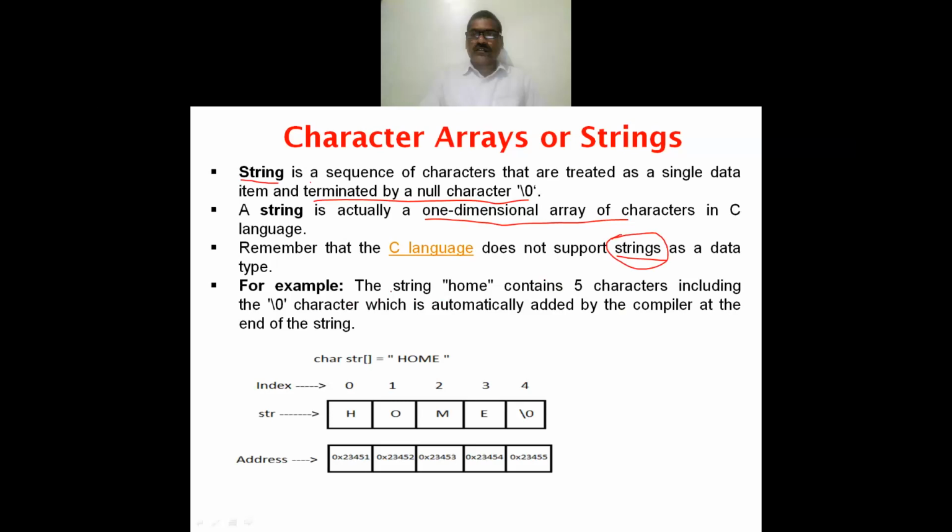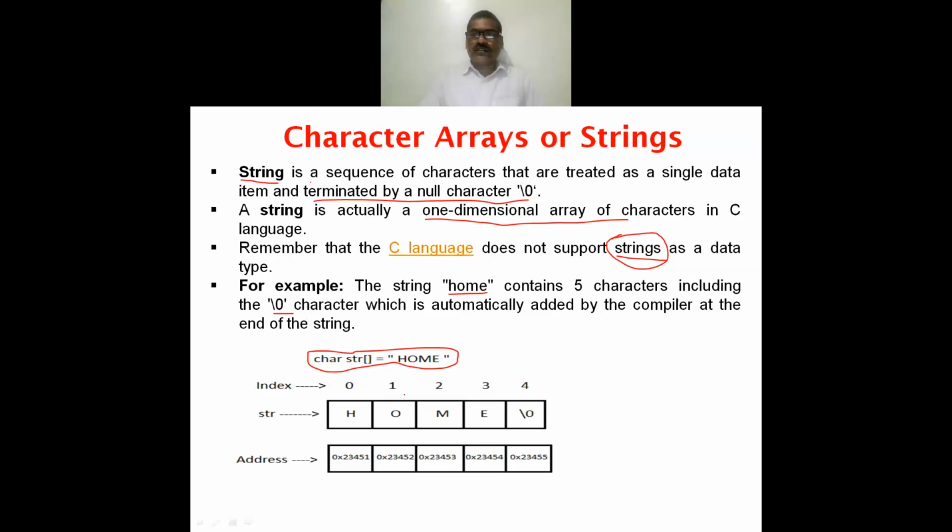Fine. For example, the string home contains 5 characters including the backslash 0 character, which is automatically added by the compiler at the end of the string. If you initialize the character array like this, char str is equal to home, then automatically the compiler will insert backslash 0. Otherwise, as we already discussed in the previous classes, when initializing character arrays character by character, you have to use this backslash 0 character explicitly.